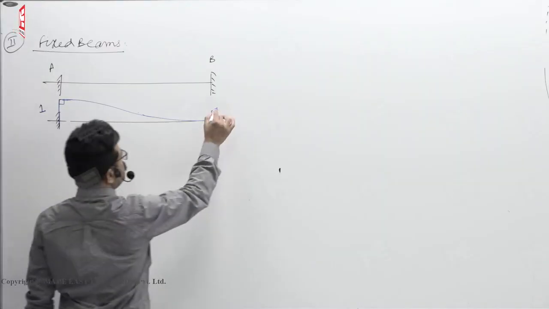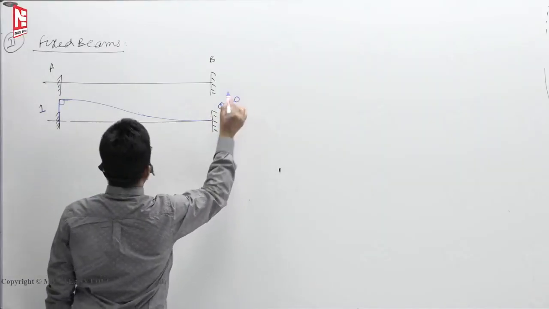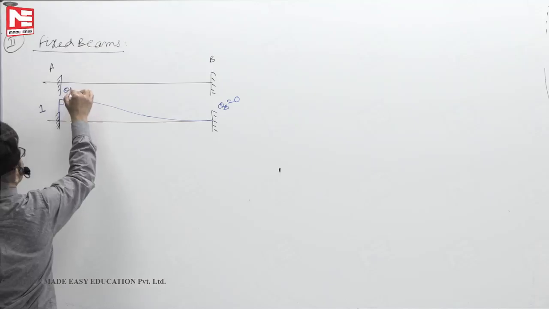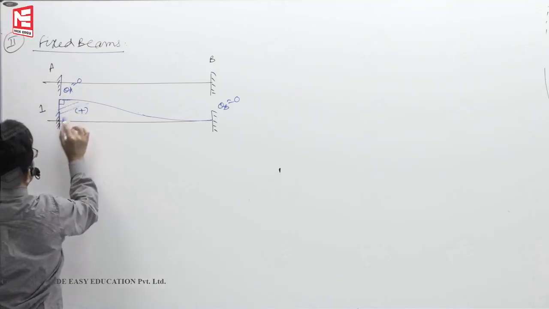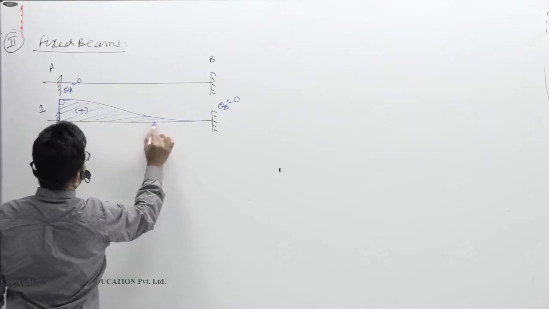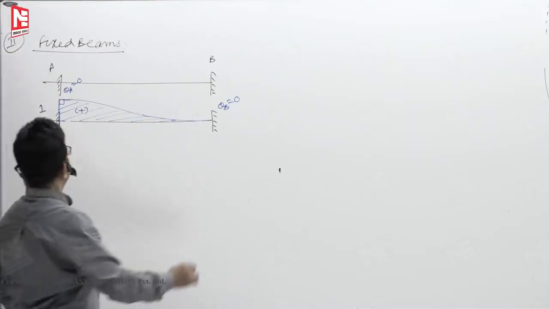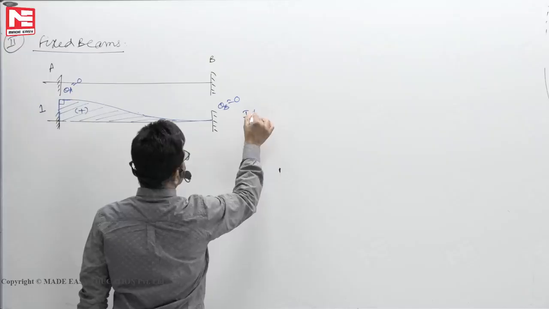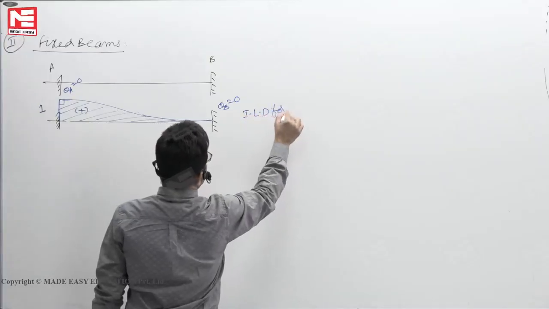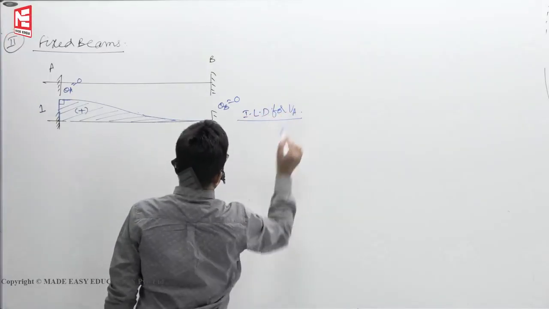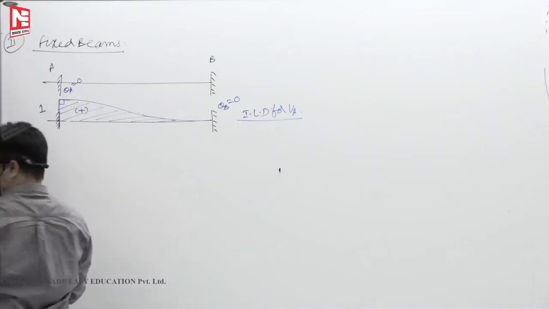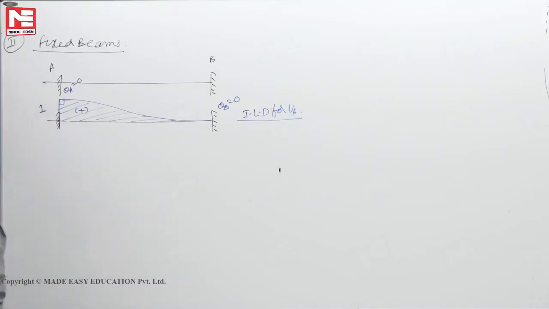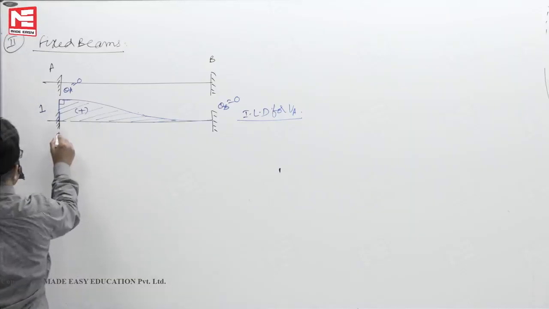Here theta B be 0, theta A must also be 0 because they are fixed ends, plus. This is the ILD for VA. VB also same way, reverse it. Then ILD for shear force. That also we can write it.